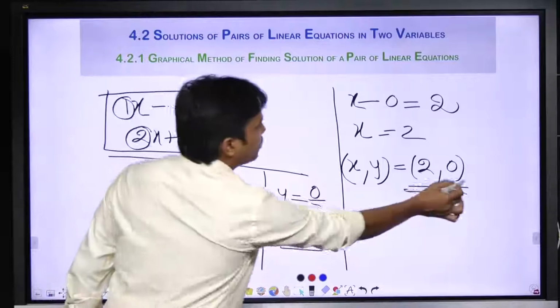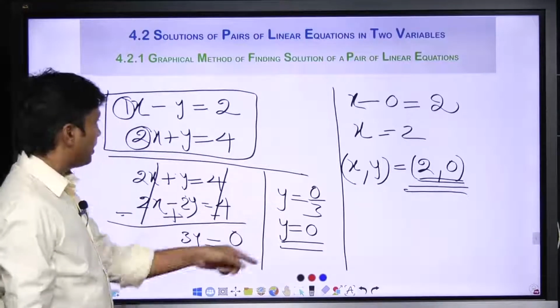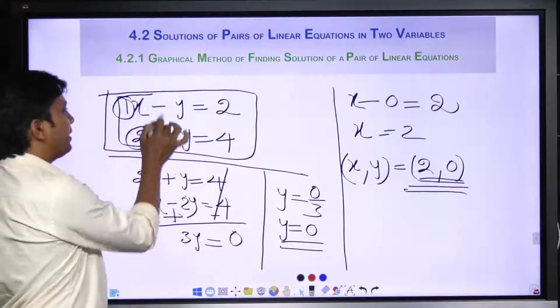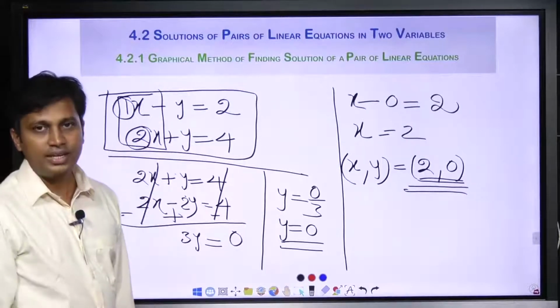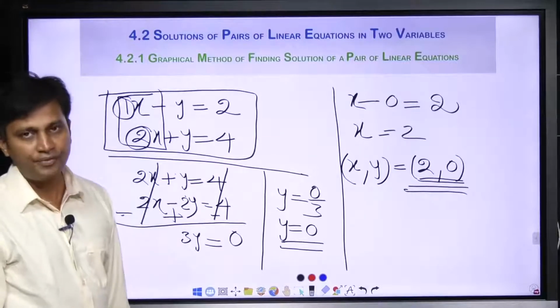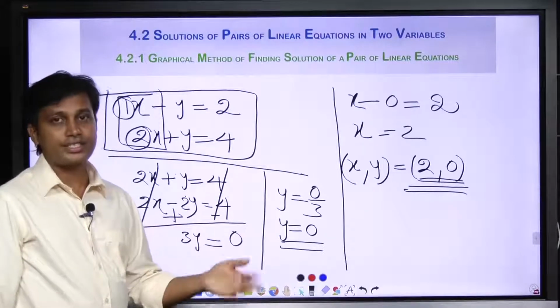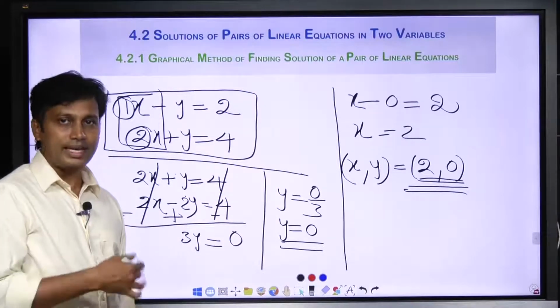Now (2, 0) is the solution, and in order to solve this, the x values were eliminated. So this is called the process of elimination, the method of elimination. Other than that, there is another method also. Just see what the other method is.